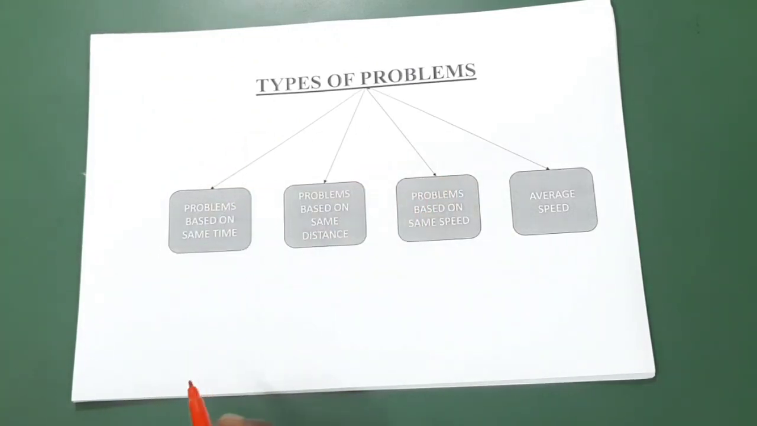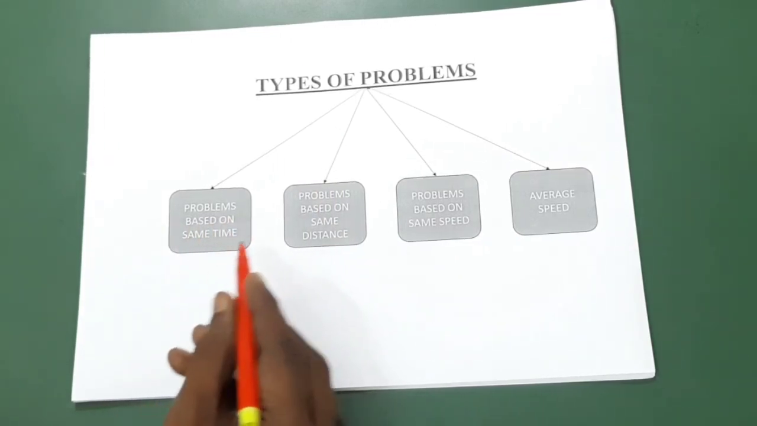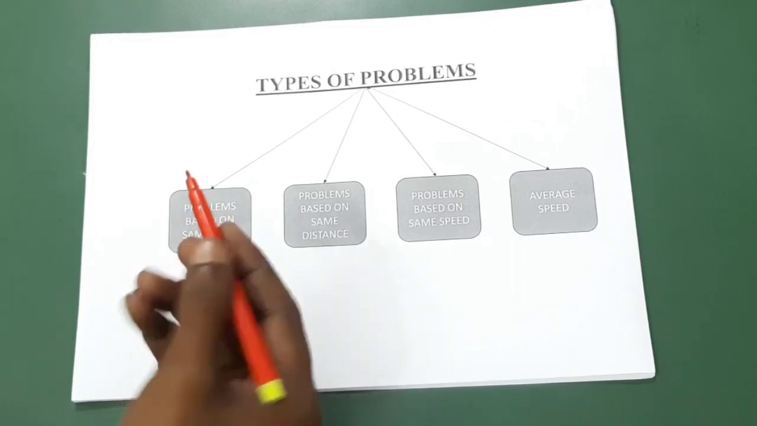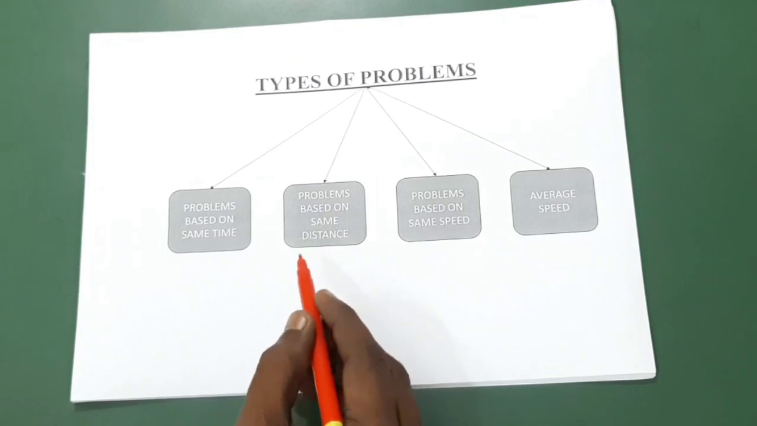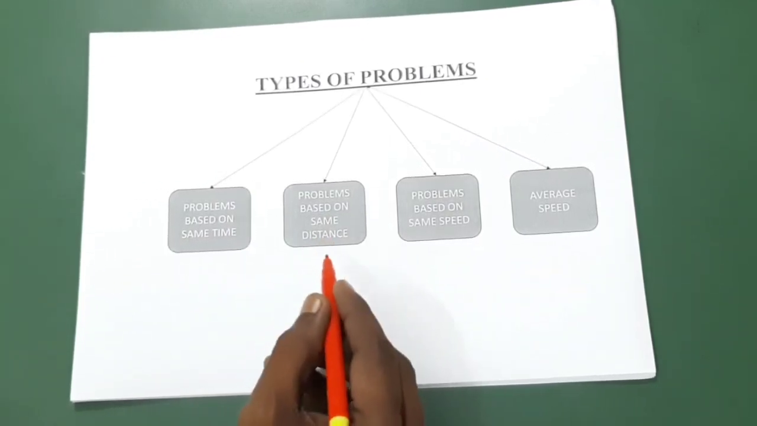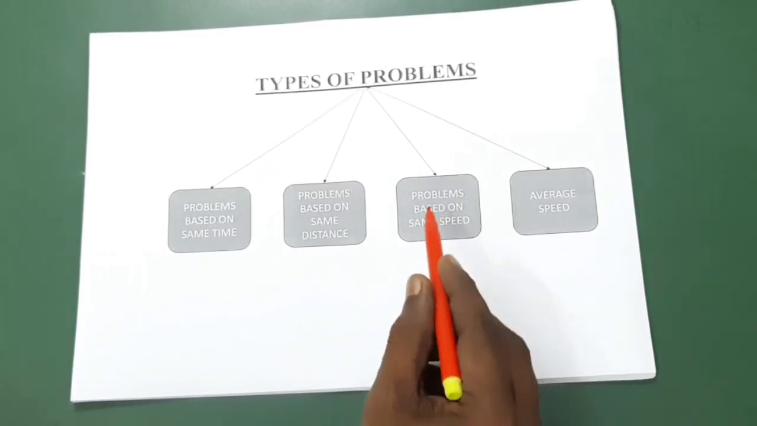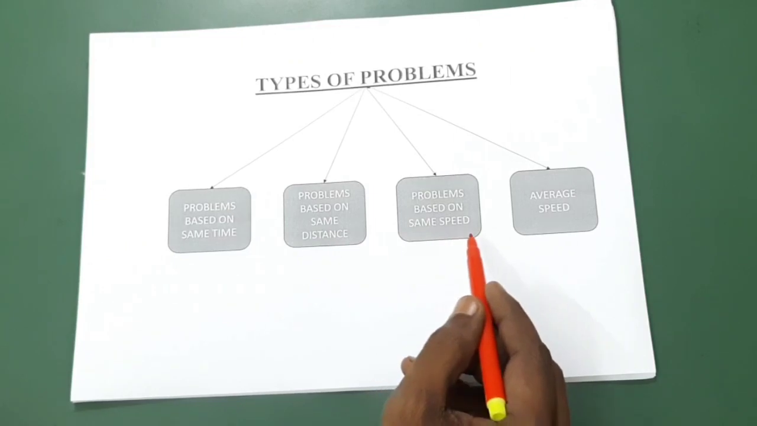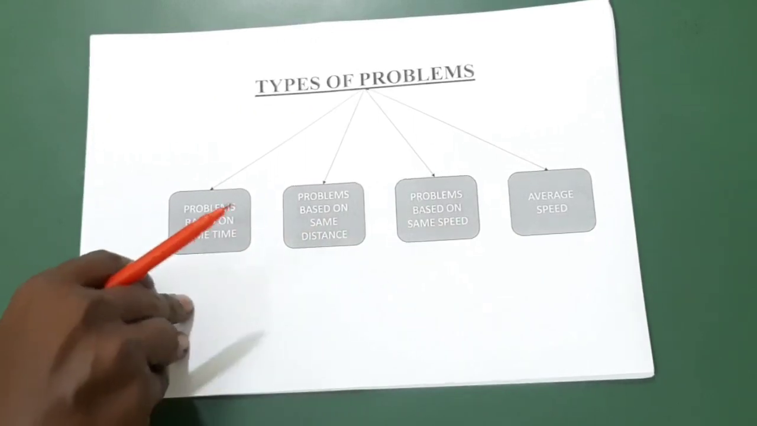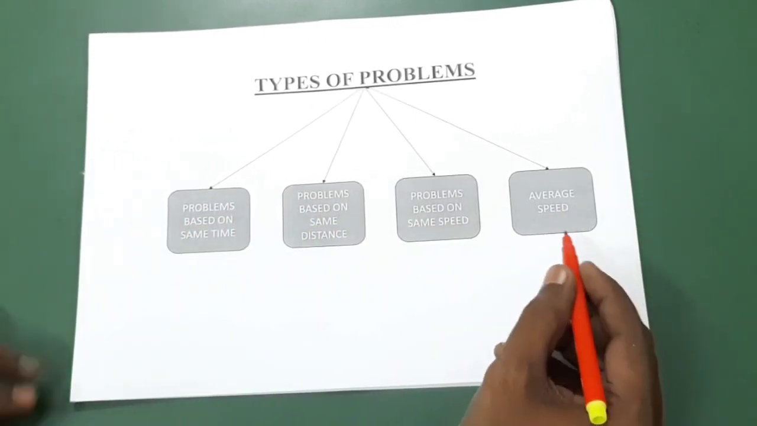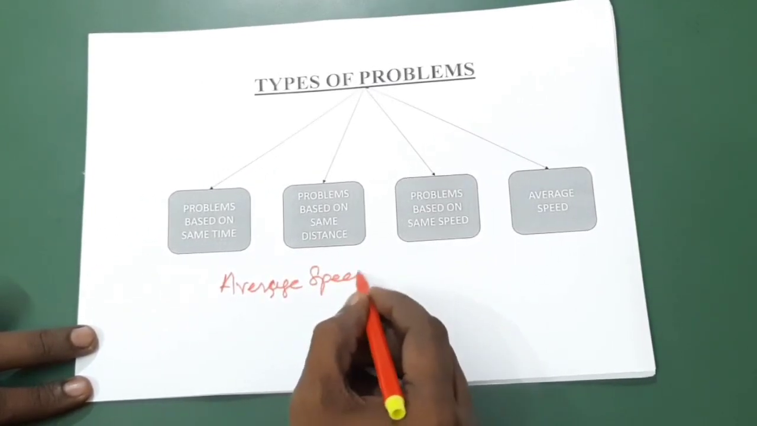Next, types of problems. Again we are classifying the problems. The first is problems based on same time: time is the same and we are asking for distance or speed. The second type is problems based on same distance: distance will be the same here and we have to find the time and speed. Another one is problems based on same speed, and the last one is average speed.